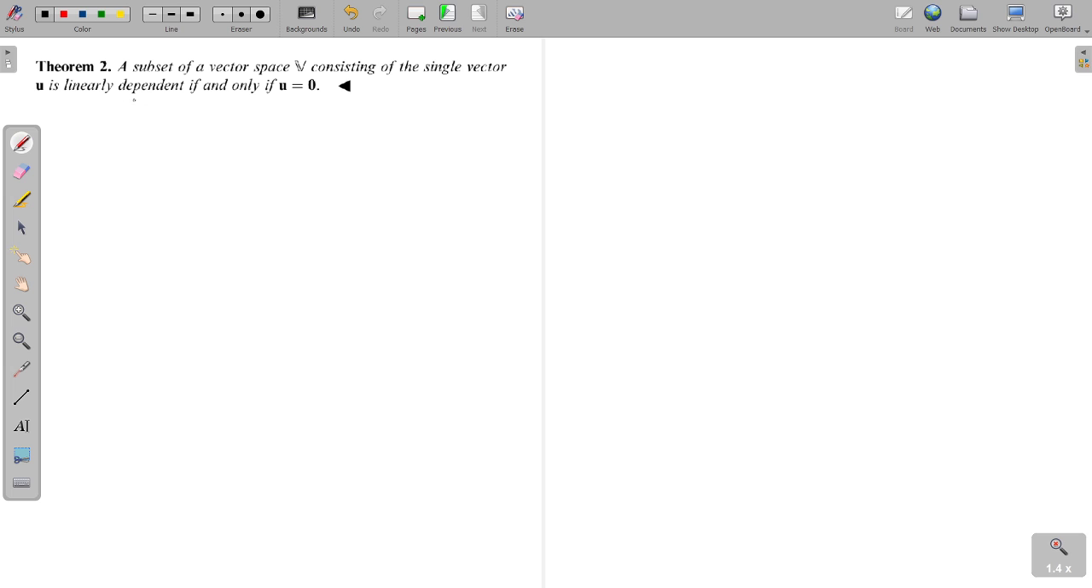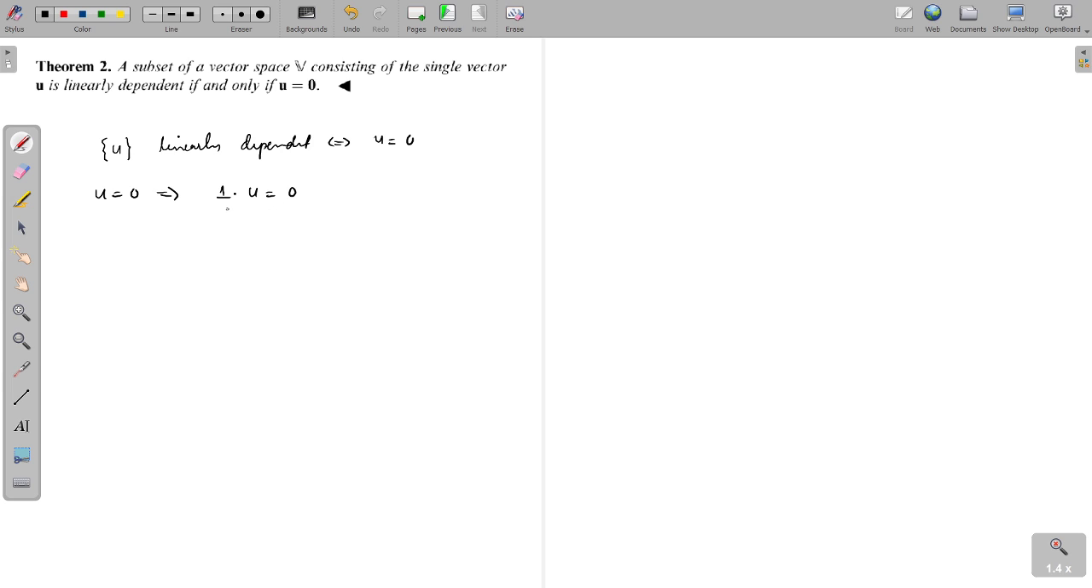Now we will prove this. We have a set containing only u. The set is linearly dependent. We need to prove that this is if and only if u equals 0. The one part is very easy. When u equals 0, you can write this as 1 times u equals 0.